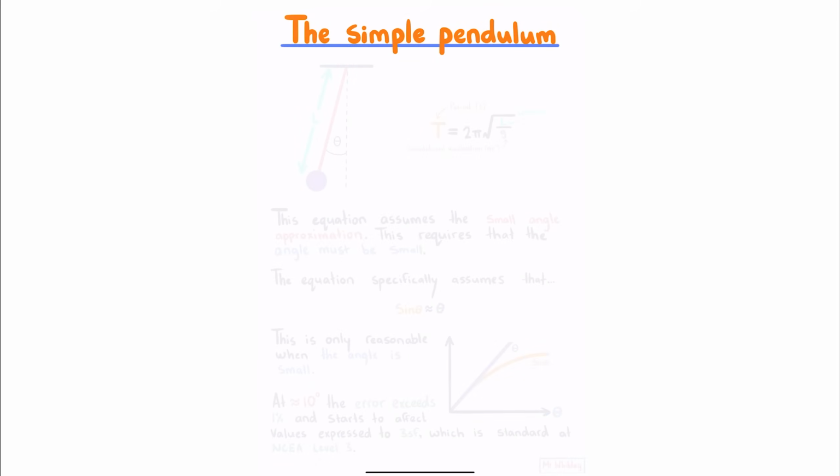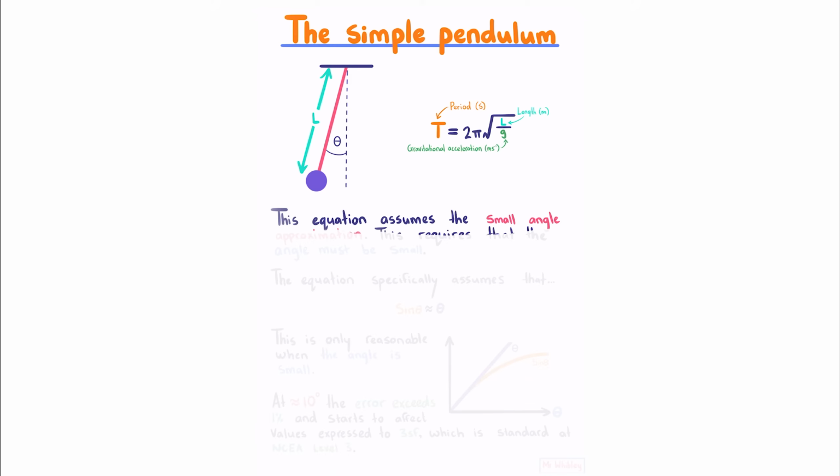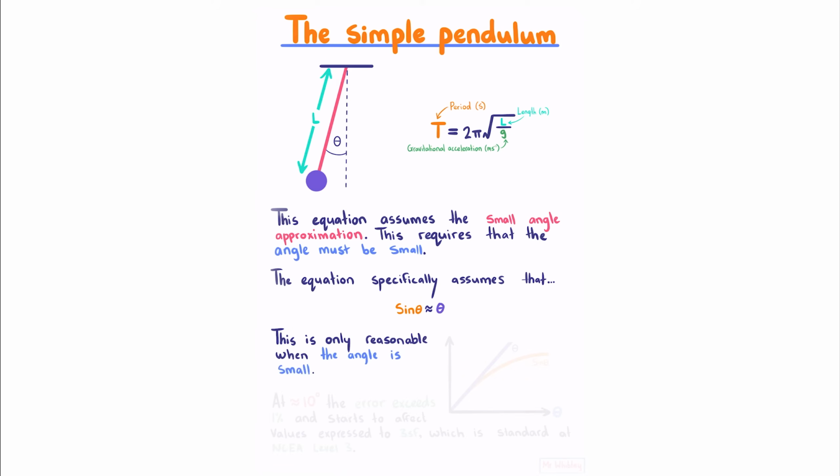The simple pendulum. For a simple pendulum, suspended at a length L, oscillating at a maximum angle theta, more on that later, the period of its oscillations can be described as 2 pi times the square root of the length divided by the gravitational acceleration. However, this equation assumes the small angle approximation. This requires that the angle must be small. The reason for this is that the equation specifically assumes that sine of the angle is approximately the angle. This is only reasonable when the angle is small.